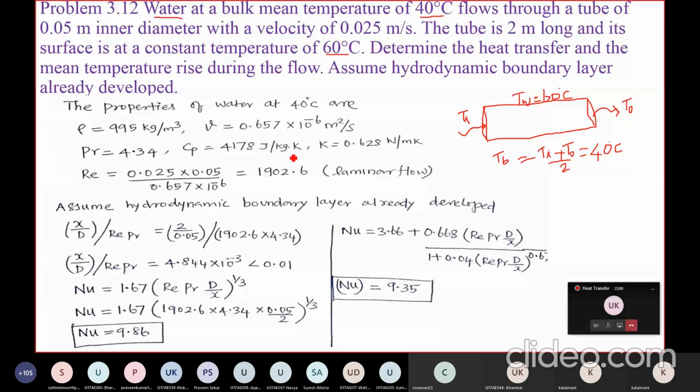Once we take the properties, we have to check whether it is laminar flow or turbulent flow. Then we have to find the Reynolds number. What is the formula for Reynolds number?